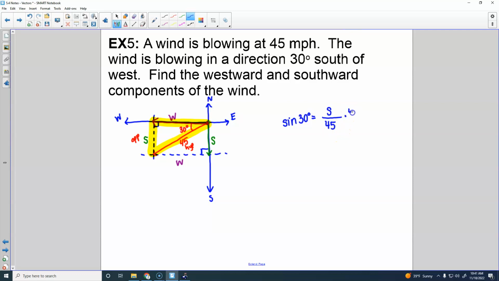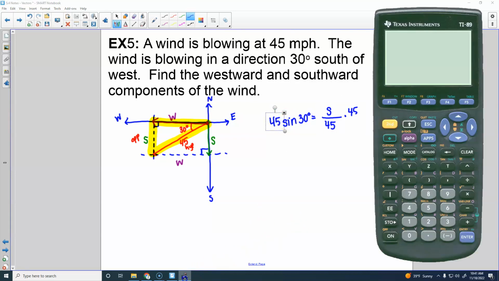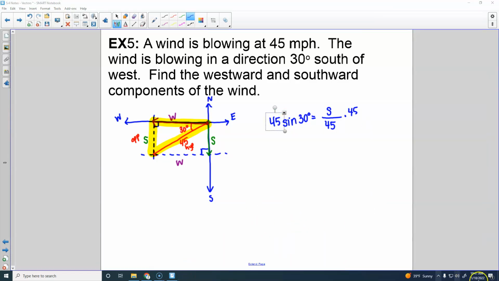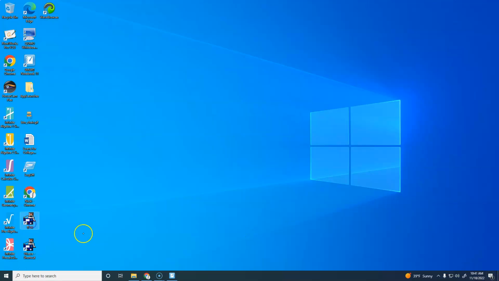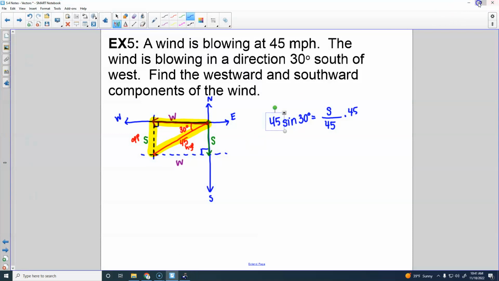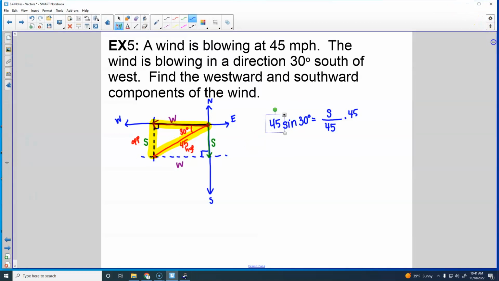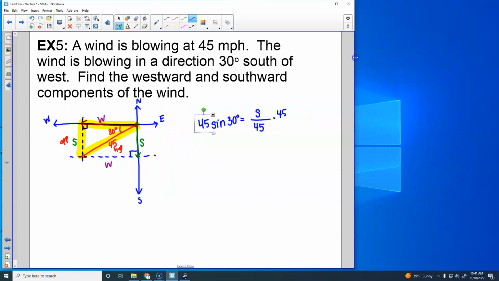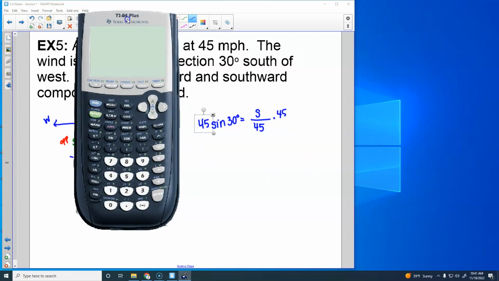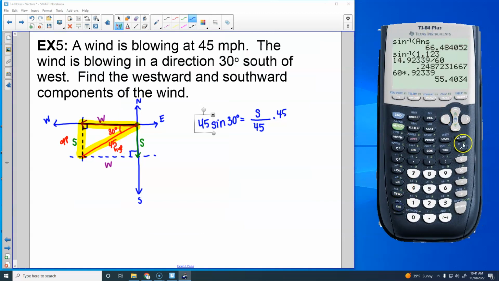And to solve that, we just need to multiply by 45. Let me pull up my other calculator here. I'm going to use the calculator. You can use it. Desmos works too if you got to use it at home, but let's stick to calculator right now so we don't have to get the computers out. All right, so 45 sine 30 is going to give us 22.5. So S equals 22.5.